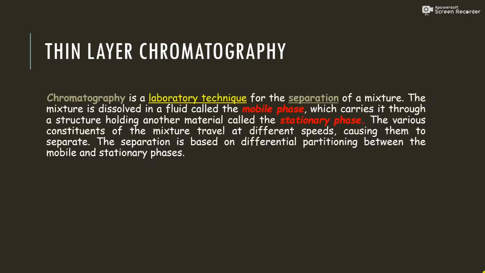Chromatography is a laboratory technique for the separation of a mixture. The mixture is dissolved in a fluid called the mobile phase, which carries it through a structure holding another material called the stationary phase. The various constituents of the mixture travel at different speeds, causing them to separate. The separation is based on differential partitioning between the mobile and the stationary phases. So in chromatography, two phases are very important, the mobile and the stationary phase. Here the mobile phase used is a liquid and the stationary phase used is a solid.